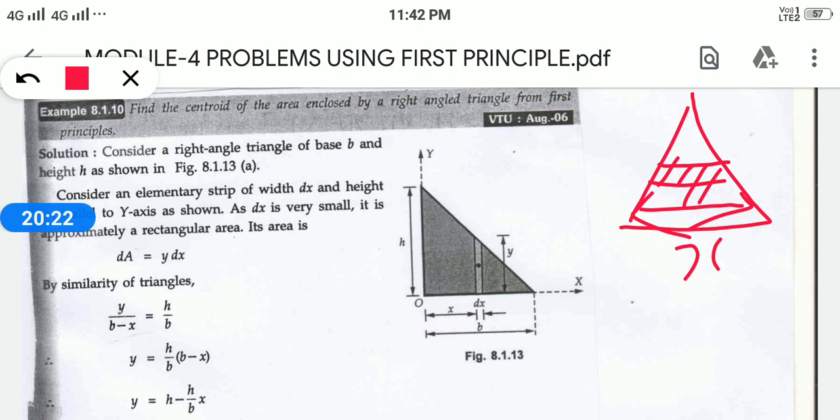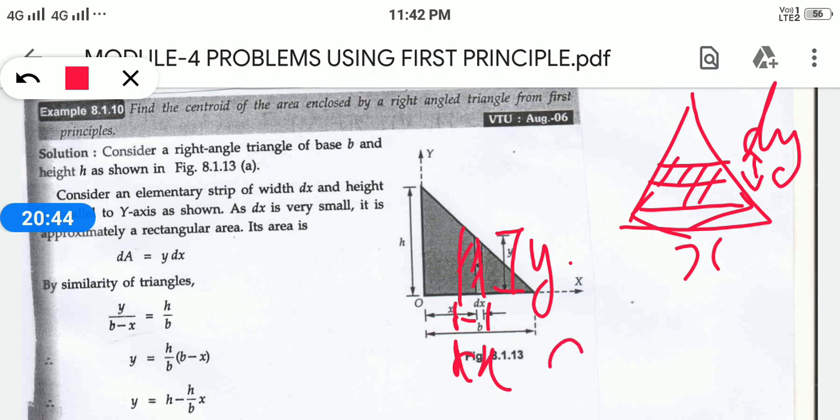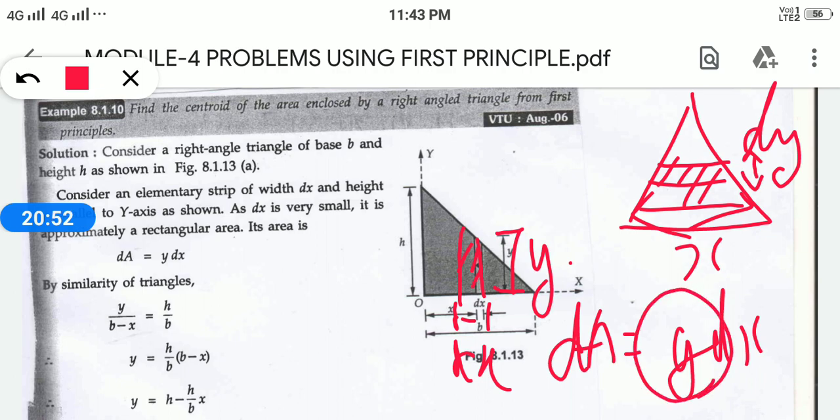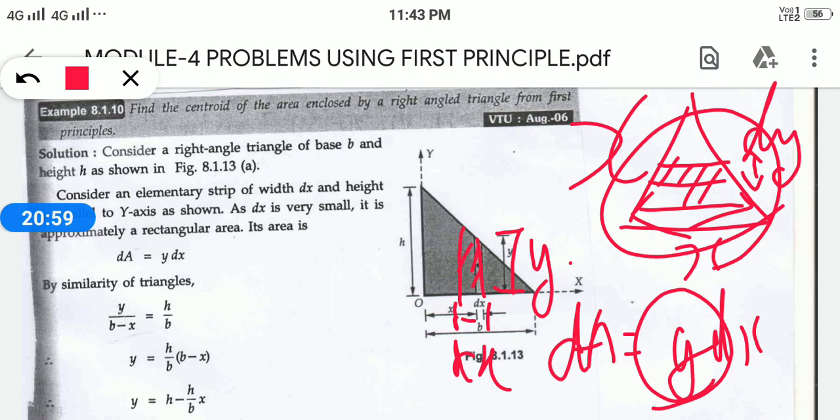x into dy. So dA is equal to x into dy, which you got in your normal triangle. But here we are taking the elemental strip like this. When you do it like this, your width will be dx and this distance will be y. So your dA will be equal to y into dx. So from the similarity, you need to find the y value. For the normal triangle, from the similarity, you had found your x value. So that is the only difference.